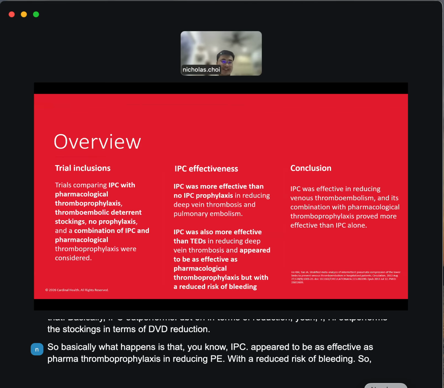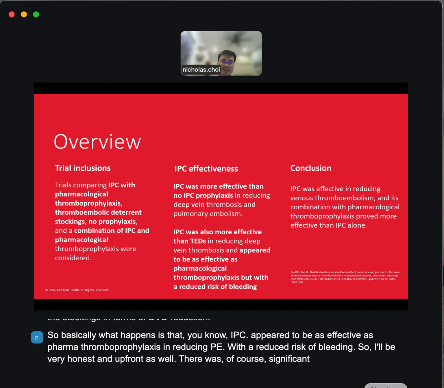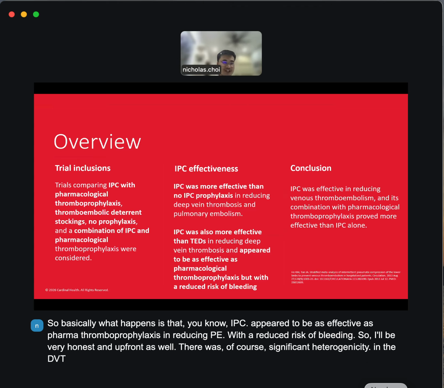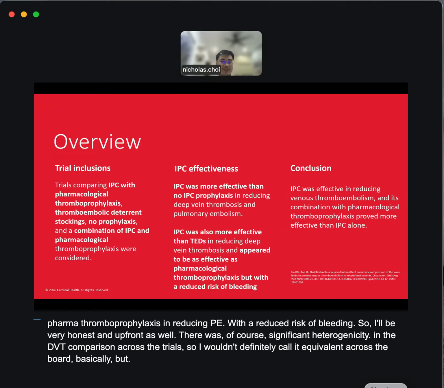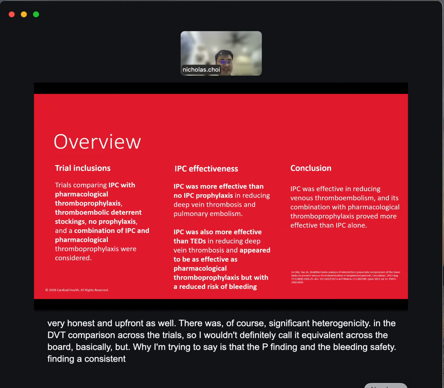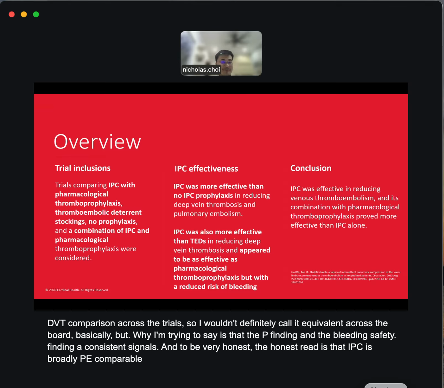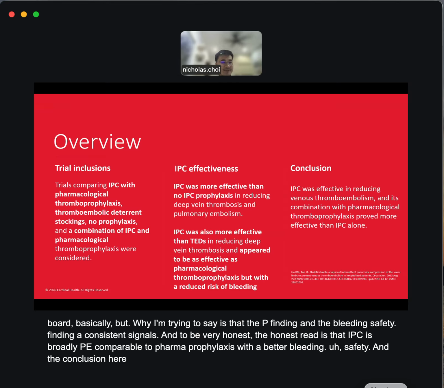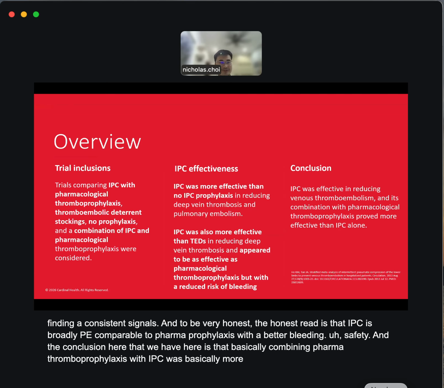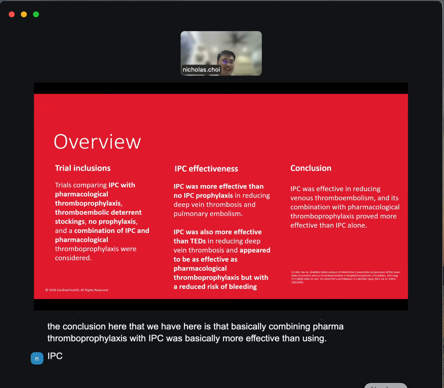So I'll be very honest and upfront as well. There was, of course, significant heterogeneity in the DVT comparison across the trials. So I wouldn't definitely call it equivalent across the board. But what I'm trying to say is that the PE finding and the bleeding safety finding are consistent signals. The honest read is that IPC is broadly PE comparable to pharma prophylaxis with a better bleeding safety. And the conclusion here is that combining pharma thromboprophylaxis with IPC was more effective than using IPC alone. So the combination is actually a multiplier and additive.